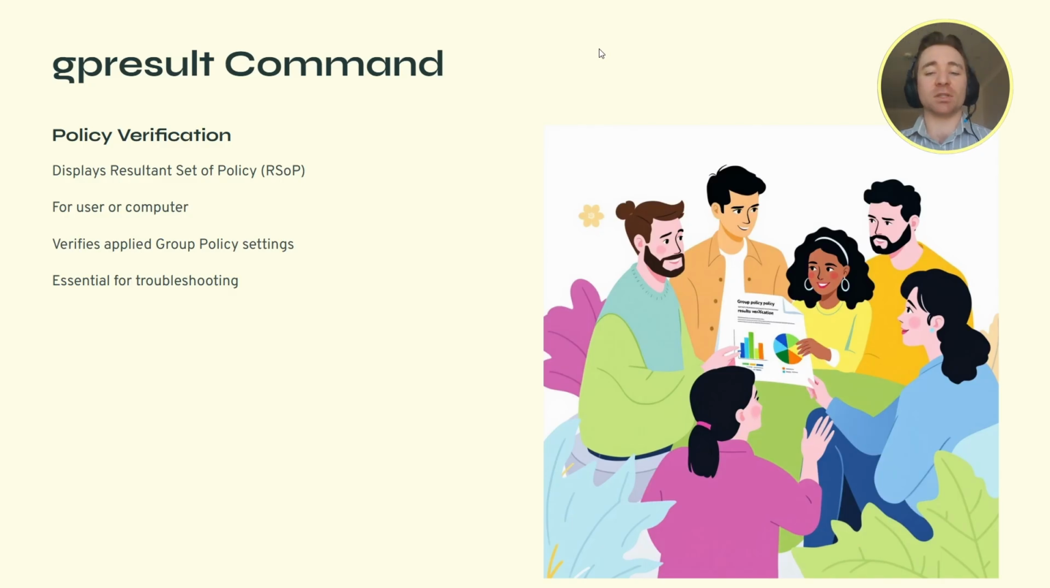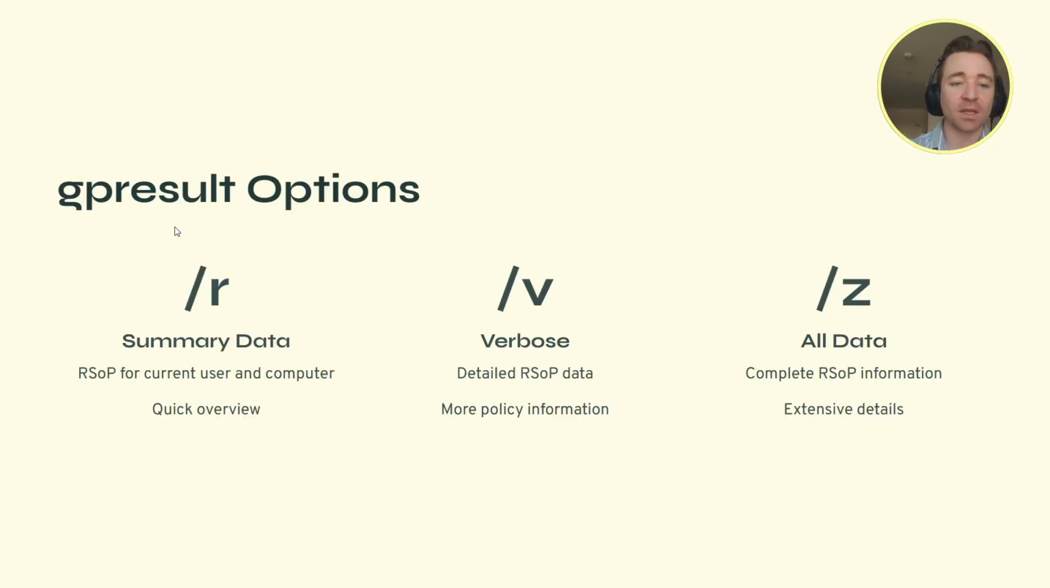Now, the gpresult command is a way for us to verify that those changes have taken place. So it will display the resultant set of policies for users or computers, and it will verify that those group policy settings have actually been applied. Okay, some more for you there. Really, I'd be surprised if you need to know that though.